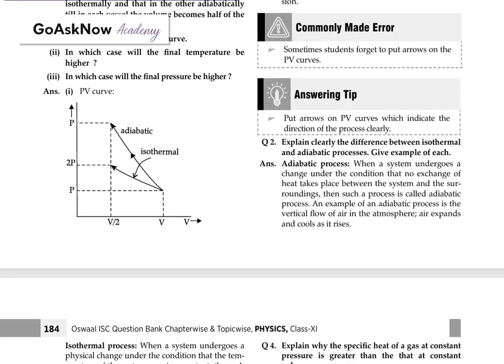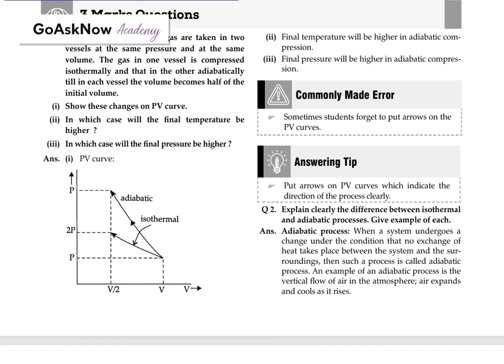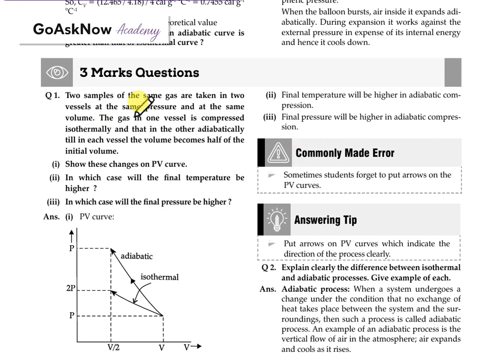Now, let's move ahead with this one. Two samples, 3 marks question. Two samples of the same gas are taken in two vessels at the same pressure and the same volume. The gas in one vessel is compressed isothermally and that in the other adiabatically, till in each vessel the volume becomes half of the initial volume.